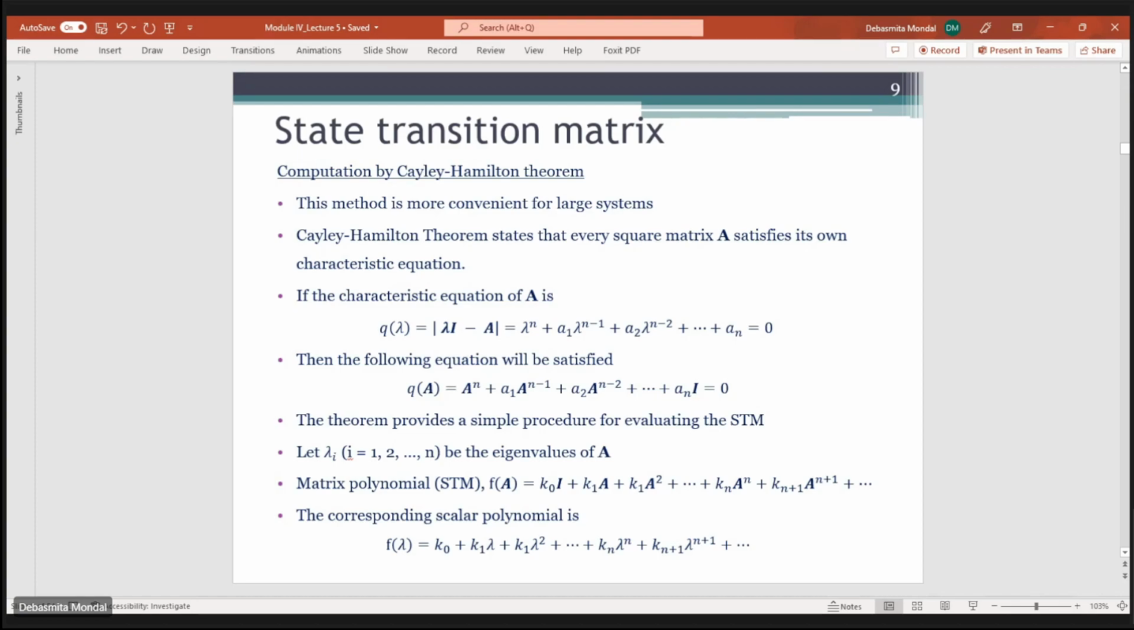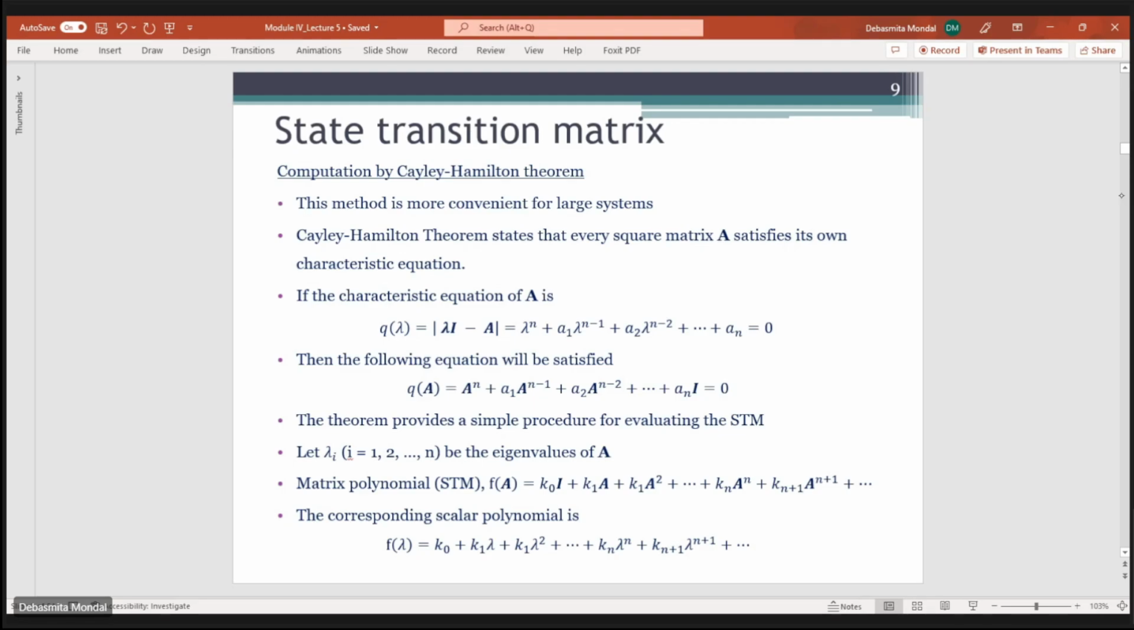Okay, so the Cayley-Hamilton theorem basically states that every square matrix A satisfies its own characteristic equation. So what does it mean? If you have a matrix A, then the characteristic equation for that matrix is given by Q of lambda equals determinant of lambda I minus A equal to 0. You can expand this in the form lambda to the power n plus A1 lambda to the power n minus 1 till An equal to 0.